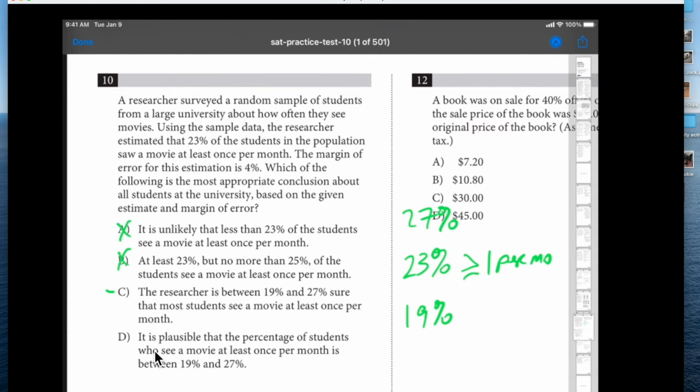D, it is plausible that the percentage of students who see a movie is at least... okay, I like this one. You see this word, these complex of words, it is plausible. That's a very forgiving phrase. So it's really hard to cross that out as an answer. So I'm going to choose D. To me, I like D better than C for the reasons I mentioned.